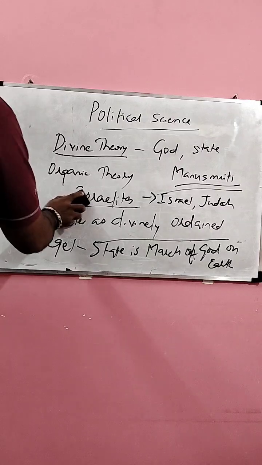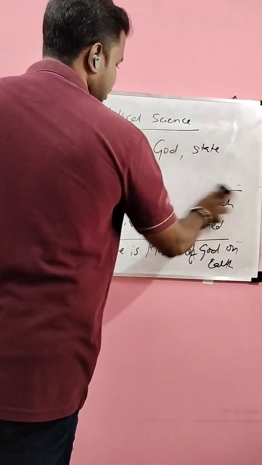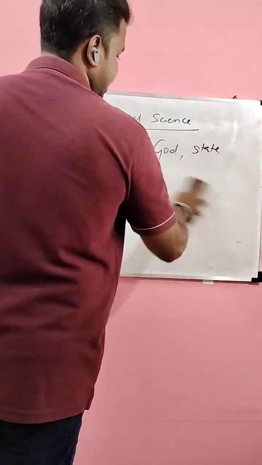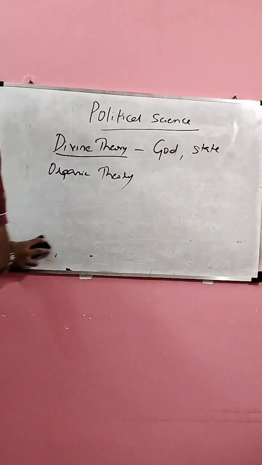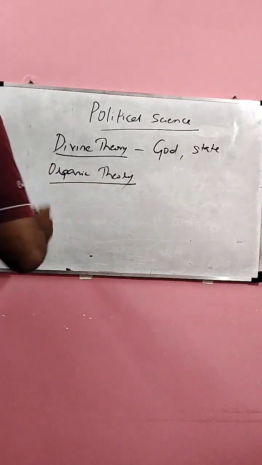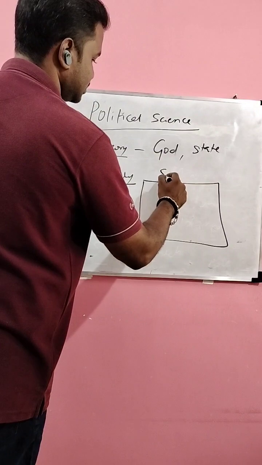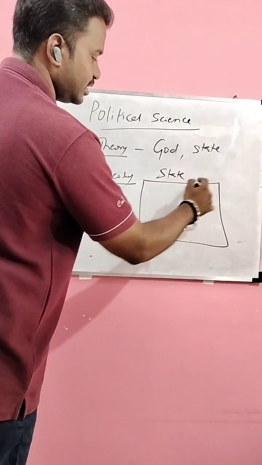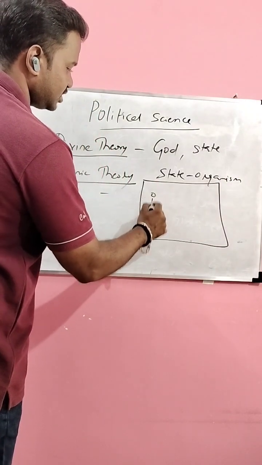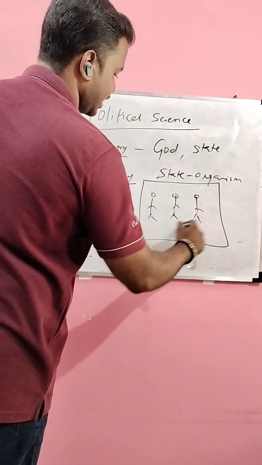The other theory was the organic theory. Organic theory was not based on divine principle, but was seeing the individuals as a part and parcel of the state. This is the organic theory. Organic theory saw the state as an organism. So state is a larger entity. It is seen as an organism under which individuals are living. The individuals are compared to organs.